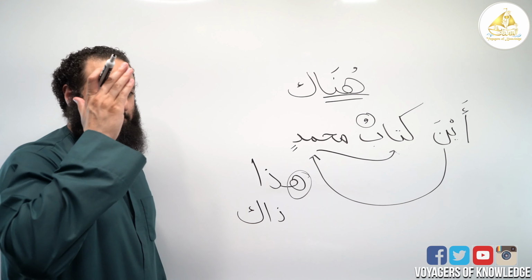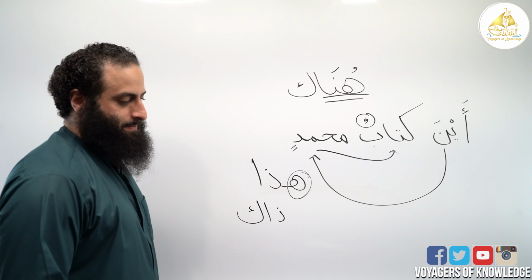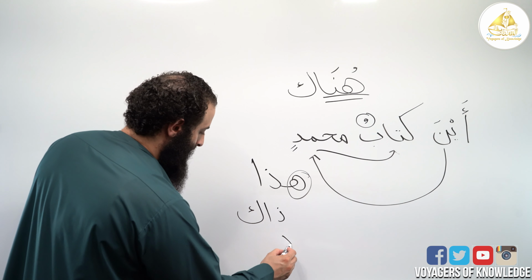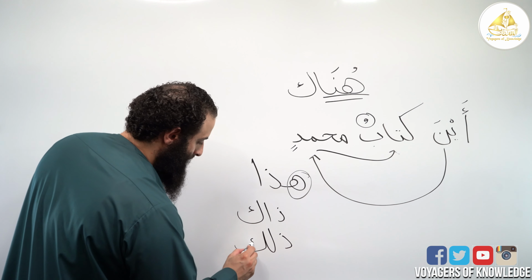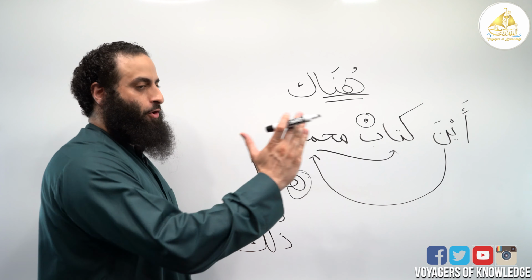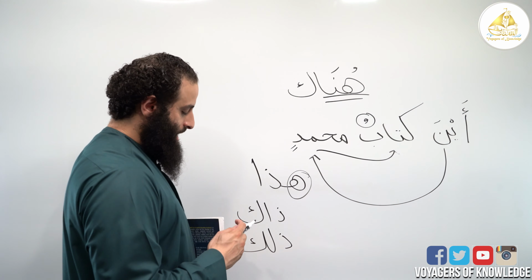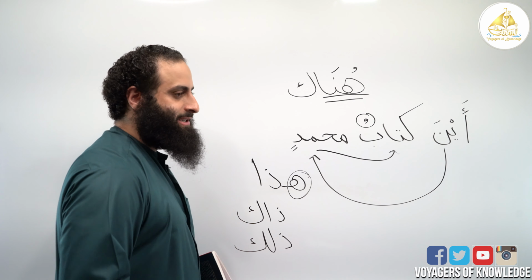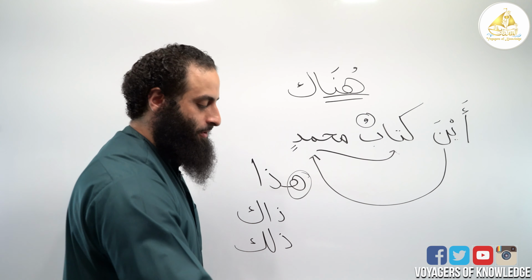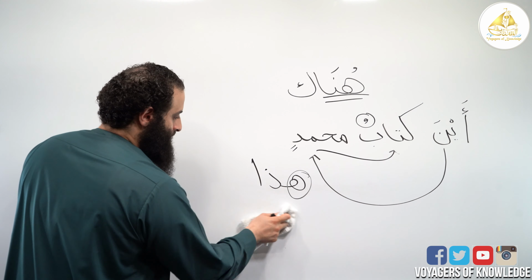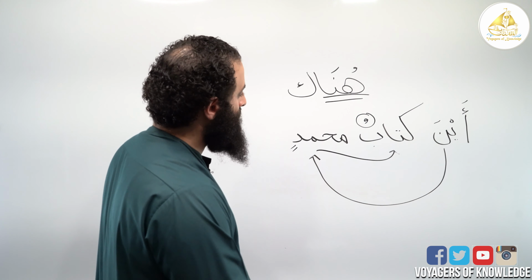You go from this to that. And the same thing with dhalika. Now it's even further. Okay? So whenever you start adding things to asma al-ishara, or like someone describes a place, you start adding words, it just goes farther and farther. All right, off topic, but now you know.